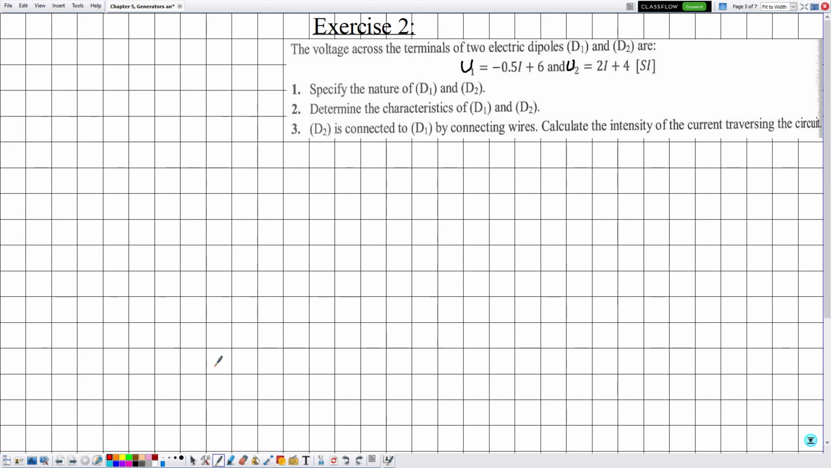So now in this one we are going to solve some exercises on what we have explained so far in part 1. Now exercise number 2, they are telling us the voltage across the terminals of two electric dipoles, D1 and D2 are, so we have the voltage U1 and the voltage U2. Now in number 1, they are telling me to specify the nature of D1 and D2.